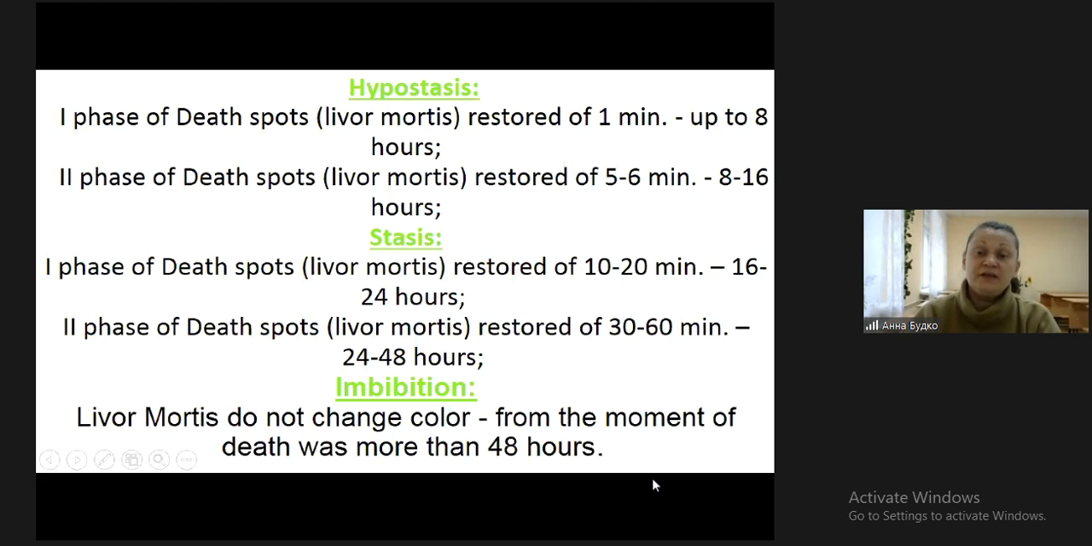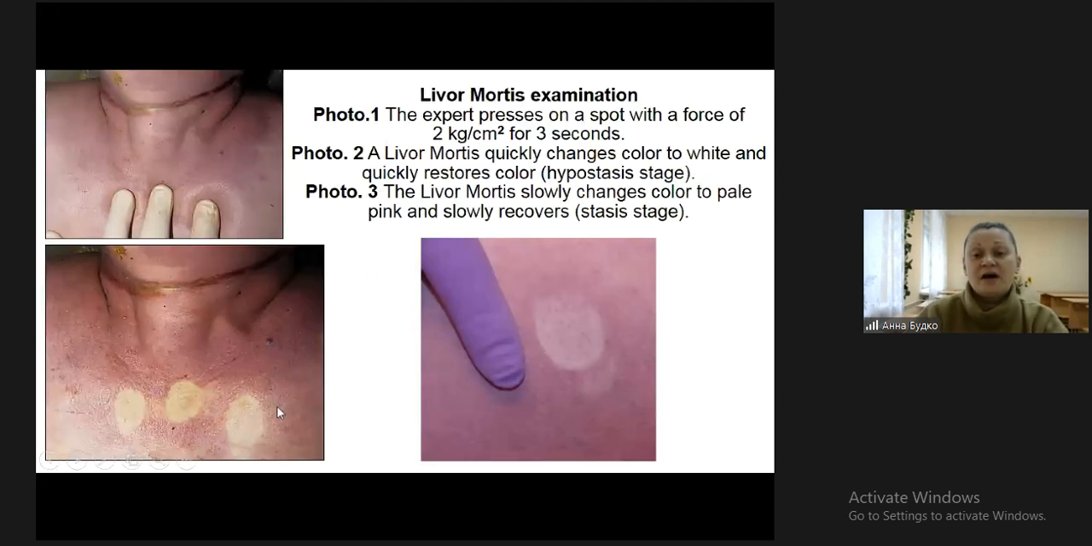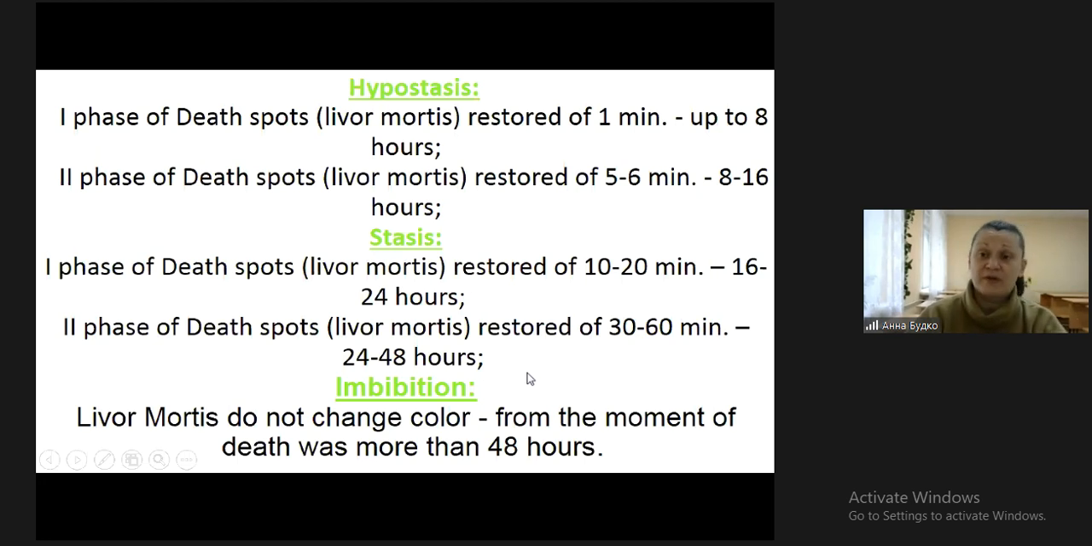So I repeat, in the case of livor mortis, the main mechanism is that cardiac activity stops, blood circulation stops, and under the force of gravity, blood goes down into the lower parts of the body and accumulates in the blood vessels in the lower parts of the body, in the skin. And in the case of livor mortis, we distinguish three stages: hypostasis, stasis, and imbibition. If we take hypostasis, after pressure, livor mortis has an acute white color and very quickly changes color into white and restores. First phase, restores in 1 minute, postmortem interval not more than 8 hours. Second phase, restores in 5 to 6 minutes, postmortem interval 8 to 16 hours.